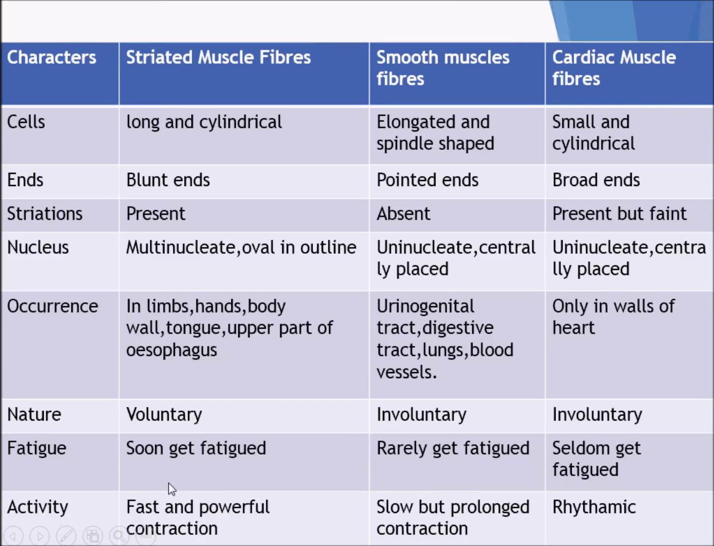Striated muscles get fatigued soon. Smooth muscles rarely get fatigued, but cardiac muscles do not get fatigued. Activity. Striated are fast and powerful. Smooth show slow but prolonged contraction, and the cardiac muscles show rhythmic contraction and expansion.